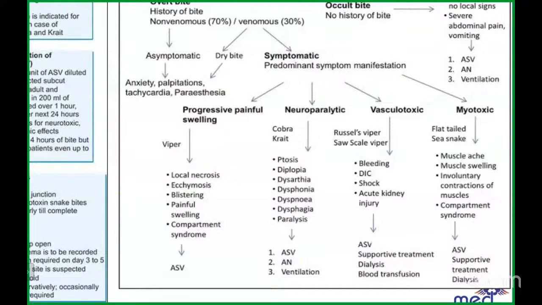Neuroparalytic features, as I talked to you, may often come without a bite mark, cobra or krait. Cobra, you'll find a bite mark. Krait, you may not find a bite mark.